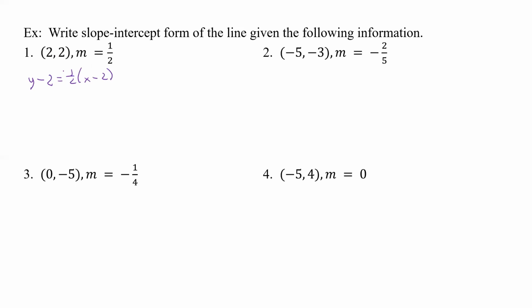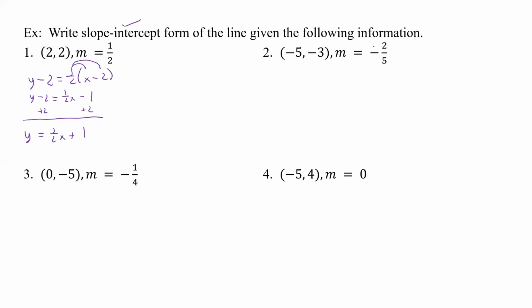Now we simplify. That means we have to distribute. And so we get y minus 2 equals 1/2 x minus 1. Now we'll add 2 to both sides. So y equals 1/2 x plus 1. And that's the slope-intercept form for the given information there.